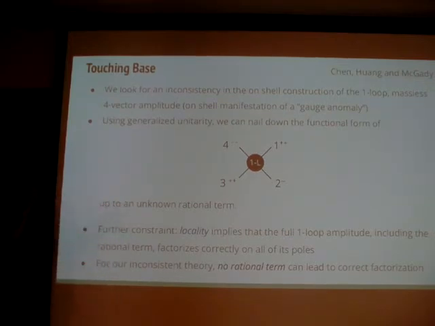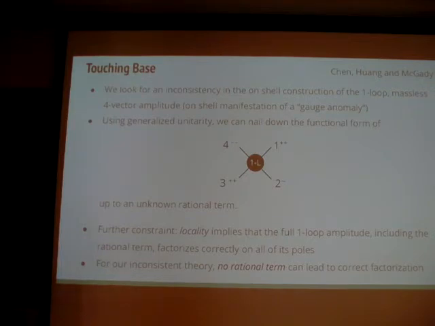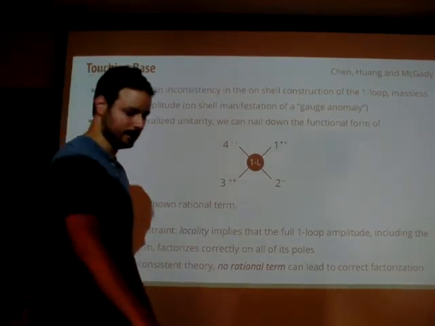The next thing that I can do to fix the rational term as much as I can is use the final tool that I have in my arsenal: the whole amplitude, including the part that I reproduced from cuts, plus the rational term, should factorize on all its poles. And particularly because it's a color-ordered amplitude, it's not allowed to have a pole which is not in two adjacent legs. You cannot have an S13 pole. So that constrains the potential rational term that I can have in the amplitude.